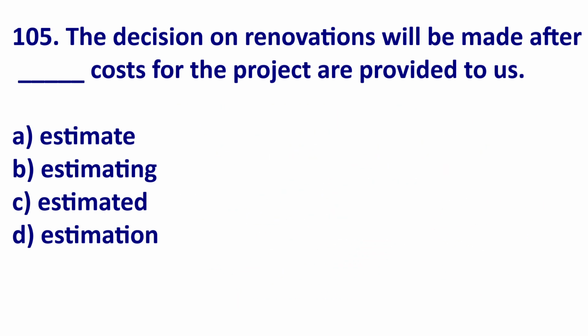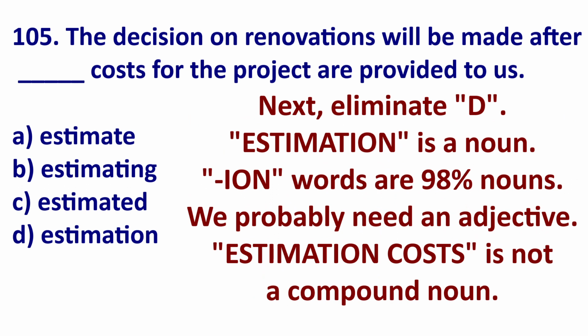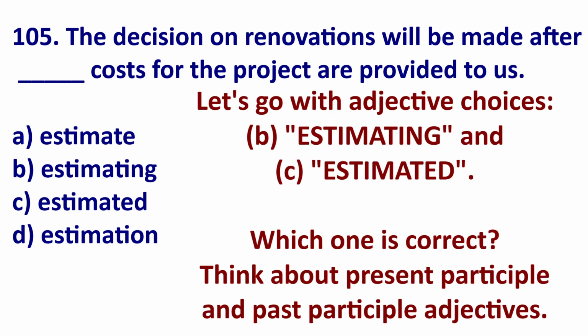So eliminate A. Next, eliminate D, estimation costs. It is a noun, right? And I said sometimes you can have compound nouns, but this is repetitive. An estimation and a cost are almost the same thing. It is not a common compound noun to say estimation costs. So let's stay with using an adjective. So potential adjectives are B and C, estimating and estimated. Well, let's think about present participle and past participle adjectives.